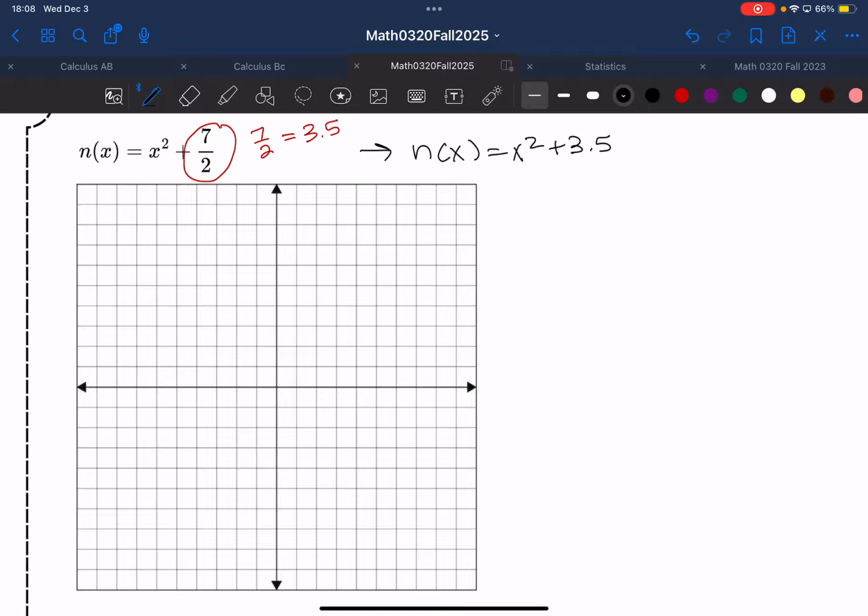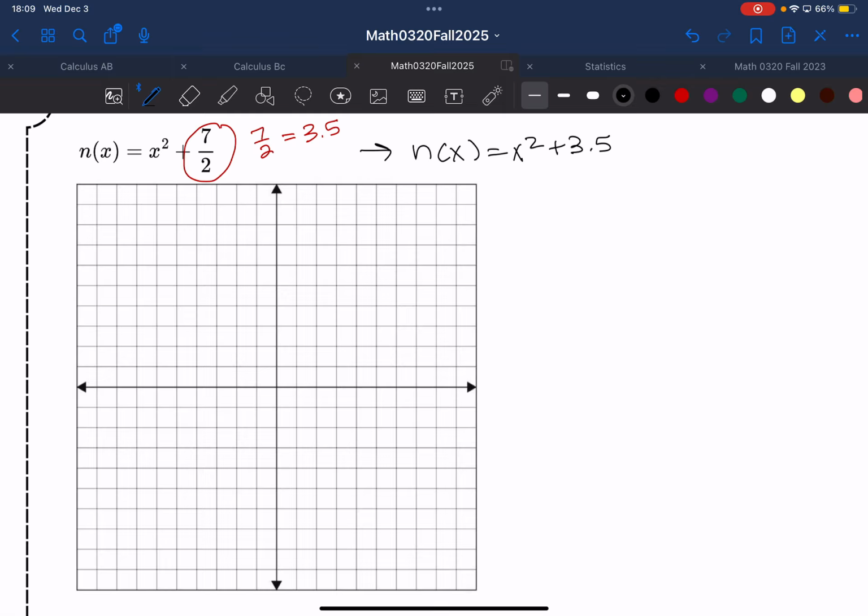Okay, and since it's a positive 3.5, that tells us that our graph is going to move up, right? It's not going to be at the origin where the parent function usually is. It's going to be up 3.5 units.